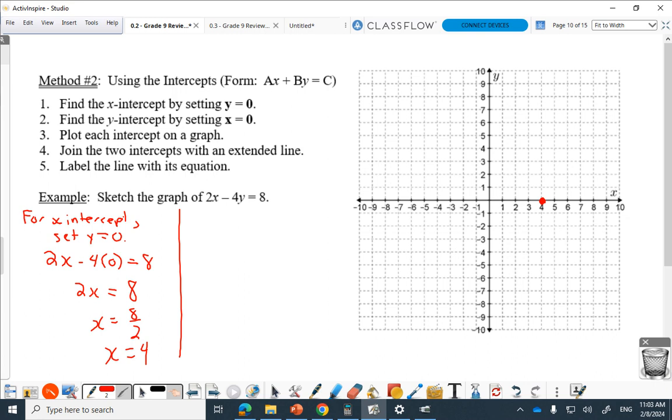Now I want to find the y-intercept. I'm going to do this one faster on purpose, not to confuse you, but to inspire you that this can go really quick. For y-intercept, I'm going to skip a line, which I'll fill back in a second if you want it. For y-intercept, set x equal to 0. And if I'm setting x equal to 0, that means that x term becomes 0. I don't need to write it out. You can, but I don't need to. That's going to become 0. And so then I only have one more step to go. 8 divided by negative 4, and the y-intercept is negative 2.